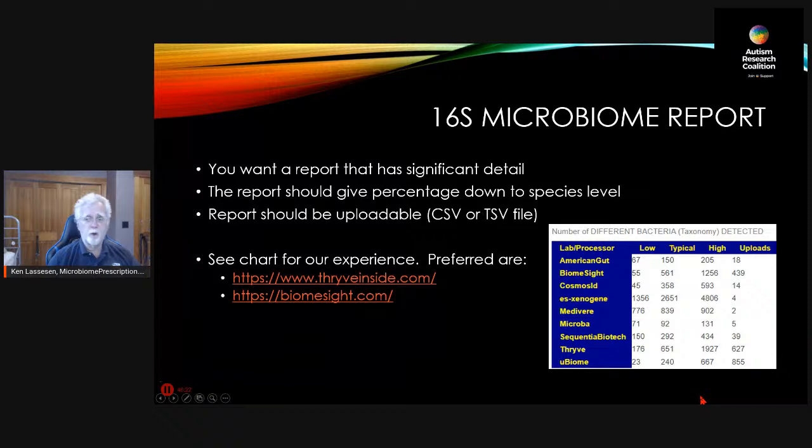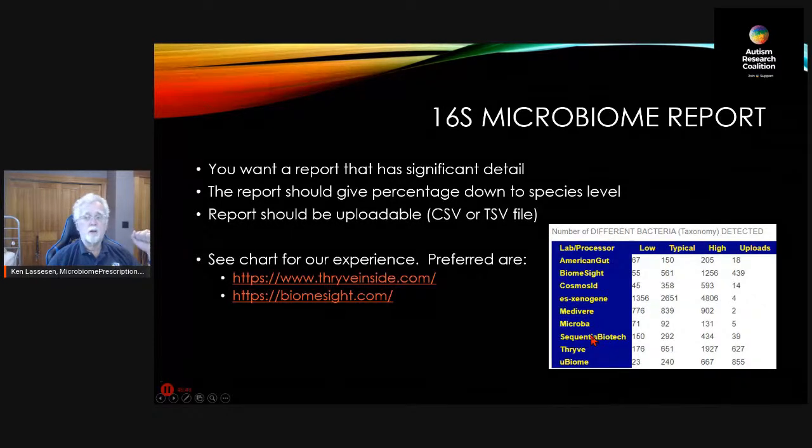This is from people who have already uploaded. You can see how many bacteria are typically reported: what's the highest number I've gotten in any one sample, and what's the lowest number? The Xenogen, which is a Spanish firm, beats everybody else. Also, it's much more expensive. It's something like, I think, $800 a test, whereas BiomeSight and Thrive Insight are in the $50 to $100 range.